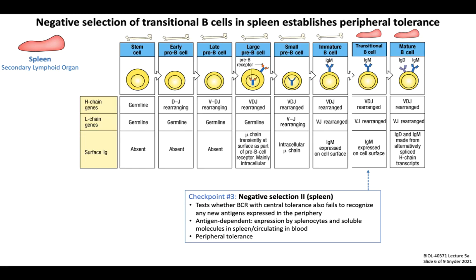The negative selection of transitional B cells tests whether B cell clones with central tolerance are also non-autoreactive to additional self-antigens that are present in the periphery but not the bone marrow. This includes molecules expressed by splenocytes or other immune and stromal cells in the spleen, as well as soluble molecules which circulate in the blood. Because this last checkpoint tests for autoreactivity against antigens encountered in the periphery, this checkpoint again establishes peripheral tolerance of B cells.